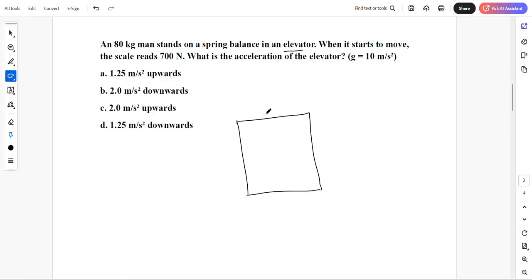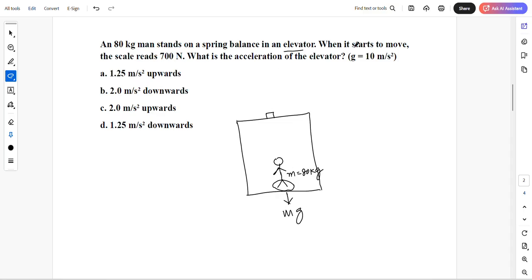This is an elevator. There is an 80 kg man standing on a spring balance in the elevator. How much is the mass of this person? M is equal to 80 kg. Here definitely mg will be there.